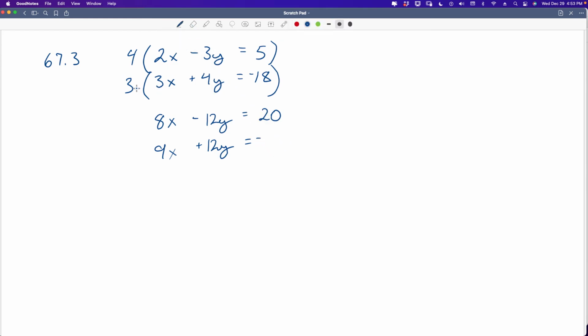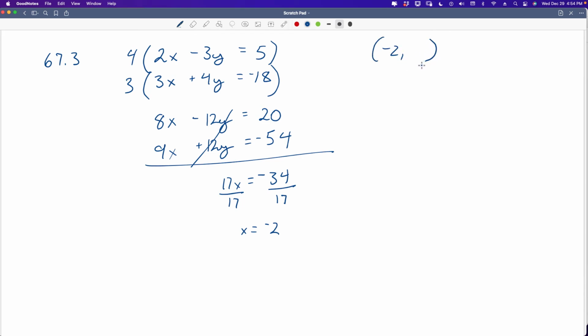Now, 3 times 18 is 54, so negative 54. All right, now I can combine. That's going to cancel. This is going to be 17x is equal to 20 subtracted from 54. That's going to be a negative 34 remaining. All right, and 17x, divide both sides by 17, that's 1x, so x is equal to negative 2. All right, which is the same thing we got before.